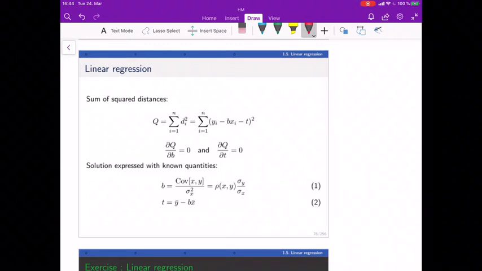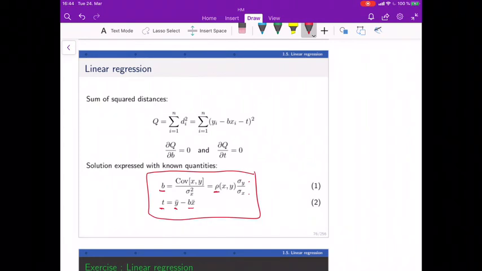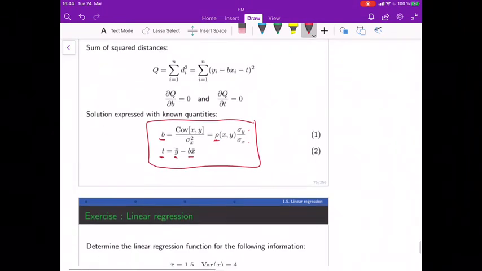So our steepness b is our correlation coefficient times some standard deviations, and our offset is simply determined by the mean values of x and y. So quite a simple two formulas to work with. Let's try it out, give it a go.